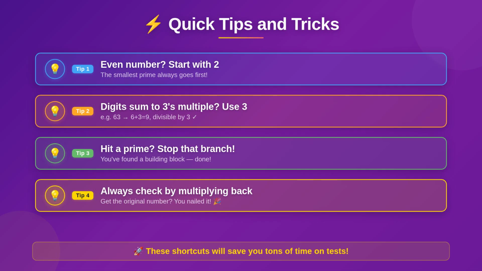Third, once you get to a prime number on the ladder, you're done. Fourth, always double-check your answer by multiplying the prime factors back together. If you get the original number, you nailed it. These shortcuts will save you tons of time on tests.